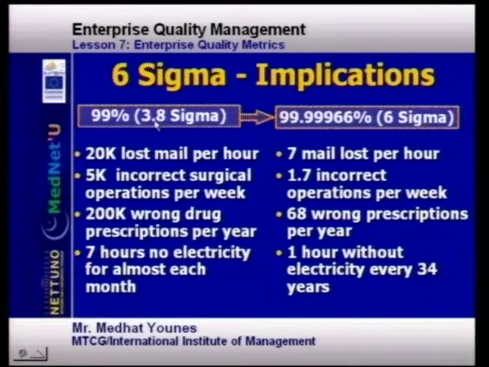A sigma of 3.8 will result in the loss of 20,000 mail per hour, while a sigma of number 6 or integer 6 results in 7 mail lost per hour. The same thing, if you have a sigma of 3.8, it means you can have 7 hours with no electricity almost each month, while if you have a 6 sigma value in your process, you will go with 1 hour without electricity every 34 years.